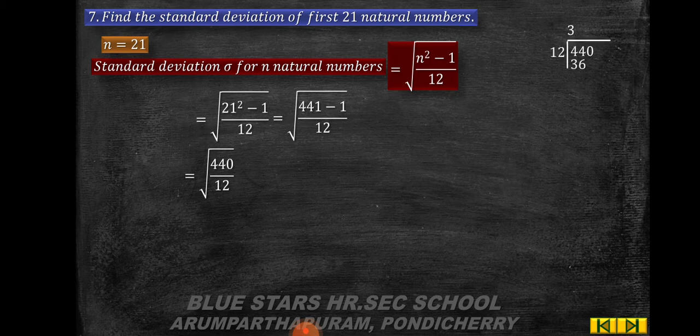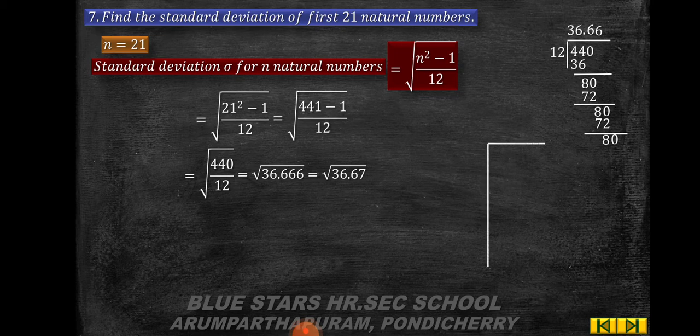So 12 should be divided into 440. So 3 times 36, you get the remainder 8. Step down the 0, 6 times 72. The remainder is 8. Put the decimal and add a 0. Again 6 times 72. The remainder is 8. So it goes on. So 36.66. So you get root of 36.666, which is equal to root of 36.67.